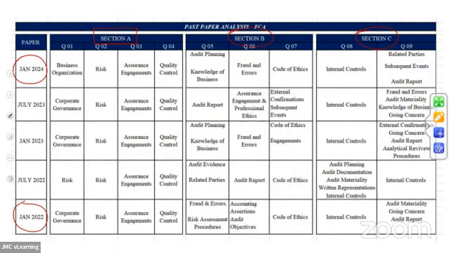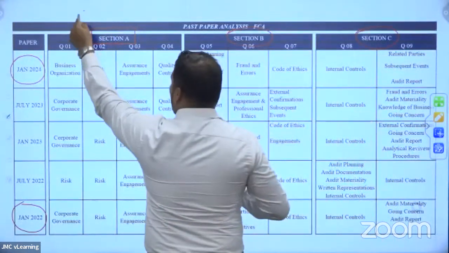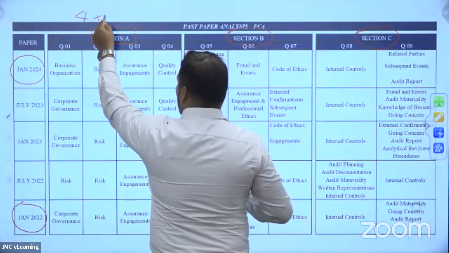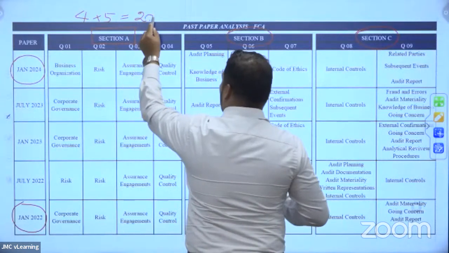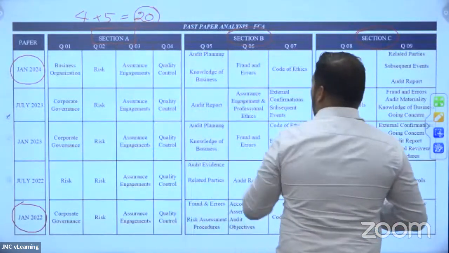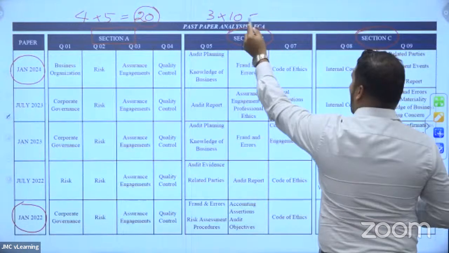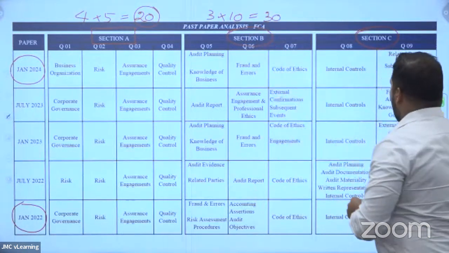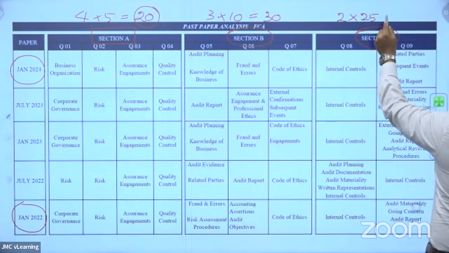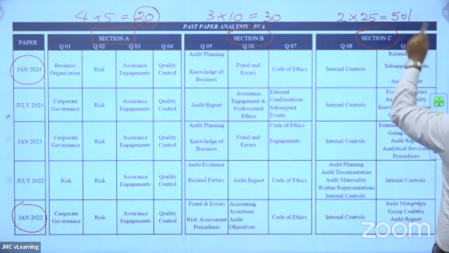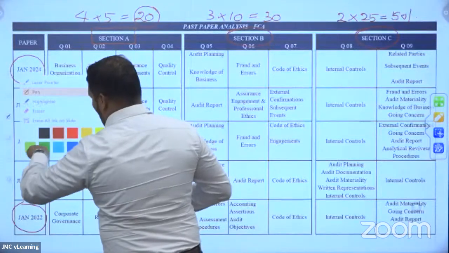Section A has 4 questions, with 5 marks allocated for each question, so altogether 20 marks. Section B has 3 questions, 10 marks each, so the total allocation is 30 marks. Section C has 2 questions, 25 marks each, so the total allocation is 50. This is how your paper is structured.